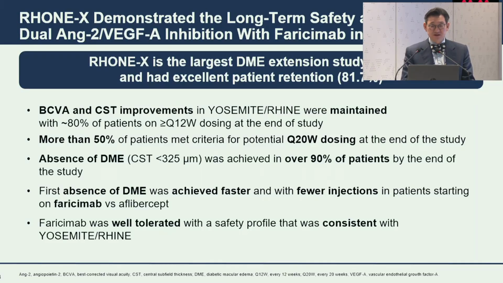There was absence of DME in over 90% of patients, and this drying effect of DME was achieved faster and with fewer injections in the patients who were started on faricimab versus aflibercept. And faricimab is a well-tolerated drug, and in this trial has a safety profile that is consistent with the Yosemite and Rhine studies. Thank you.